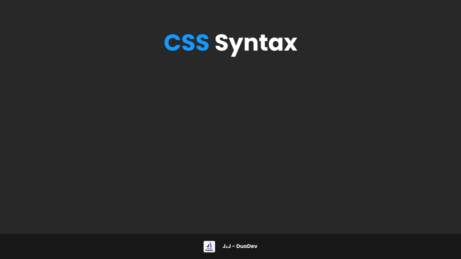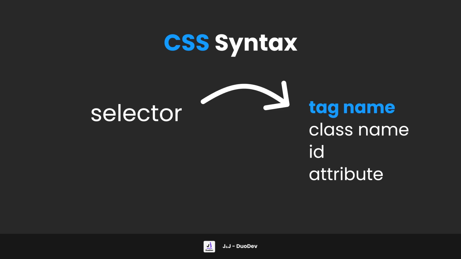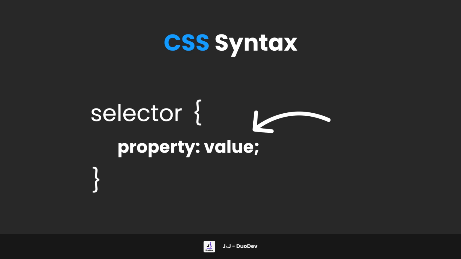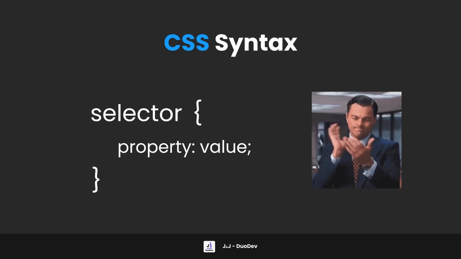The syntax of CSS is fairly straightforward. We basically have a selector that can target any HTML element, and it could be a tag name, a class name, an ID, or even an HTML attribute. The selector is then followed by a pair of curly braces, and inside of these braces we write the CSS styles that we want to apply to the HTML element we are targeting. These styles consist of a property value pair, and with that we have officially finished constructing our selector.